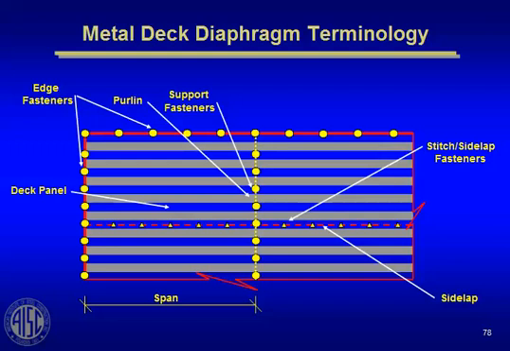So you've got the deck panel spanning from purlin to purlin. You've got the support fasteners, the round circles. And then you have the side lap fasteners, which are the triangular symbols. And of course, the span of the deck is nothing more than the span between purlins. So this is the way the metal deck catalogs identify it.